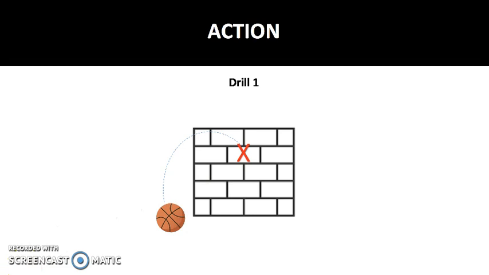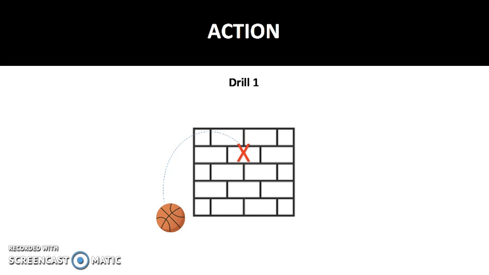So the duration of this drill then, so I'd like the performer to repeat this process until they hit this mark 10 times in a row. So it's not how many times they throw the ball, it's how many times they are hitting that mark, so that it's creating that consistency in their technique.